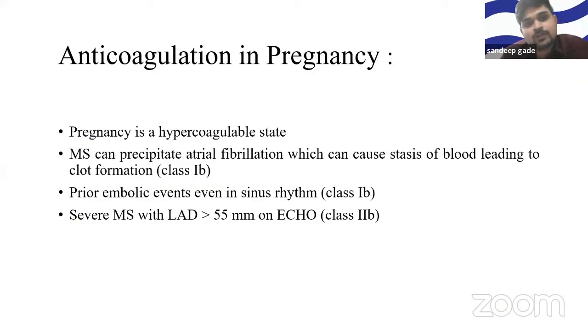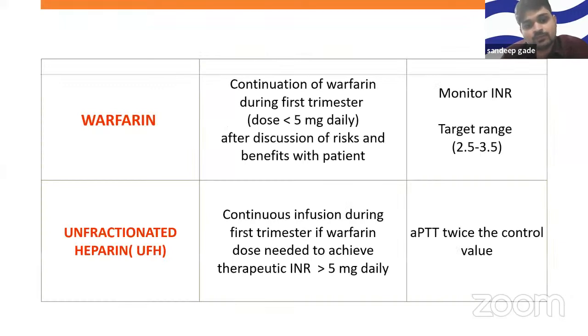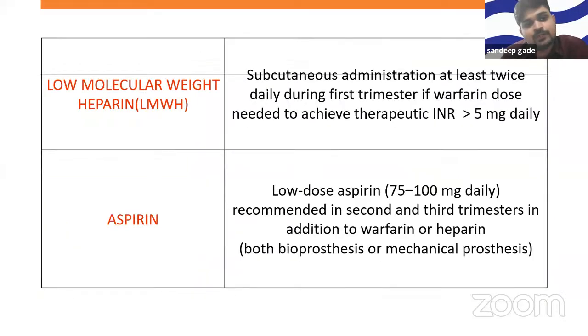Now, we shall discuss the role of anticoagulation in pregnancy. Pregnancy as such is considered to be a hypercoagulable state where all the clotting factors increase except factors 11 and 13. In addition, the presence of a cardiac disease can further increase the chances of thrombus formation. The indications for anticoagulation are mitral stenosis with atrial fibrillation, which can cause stasis of blood and clot formation, prior embolic events even in sinus rhythm, and severe mitral stenosis with left atrial diameter of more than 55 millimeters on 2D echo. The commonly used anticoagulants are warfarin, unfractionated heparin, low molecular weight heparin, and aspirin.